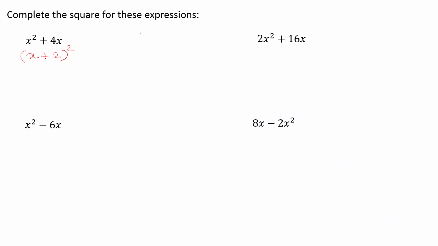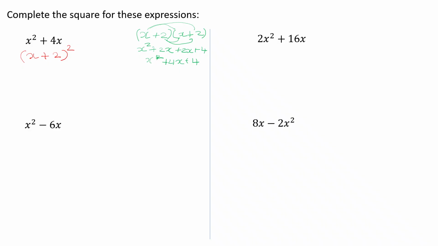If you expand this bracket, x plus 2 times x plus 2, you expand this bracket: x squared plus 2x plus 2x plus 4. So x squared plus 4x plus 4. If you expand x plus 2 whole thing squared, it's equal to x squared plus 4x plus 4.